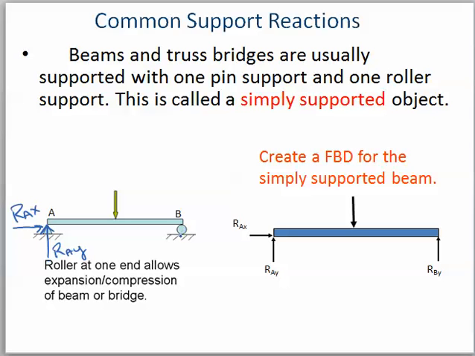On the right-hand side, we only have one reaction force. It's at point B, and it's in the Y direction. So we have RBY. There isn't one in the X direction because this can roll. There's nothing keeping it from rolling at point B.